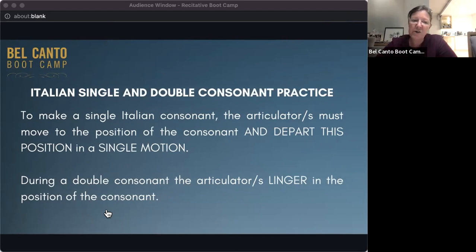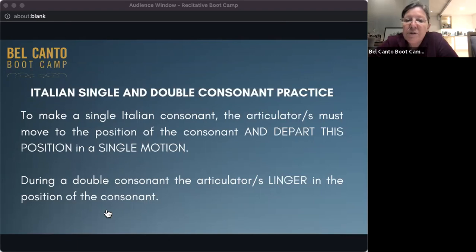But the thing that is very hard to fix is when people start to get used to this idea of doubling consonants that should be single. So we made a slide here for you to take to heart and dream about every night. To make a single Italian consonant, the articulator or articulators, that is the tongue and or lips, must move to the position of the consonant and depart this position in a single motion.